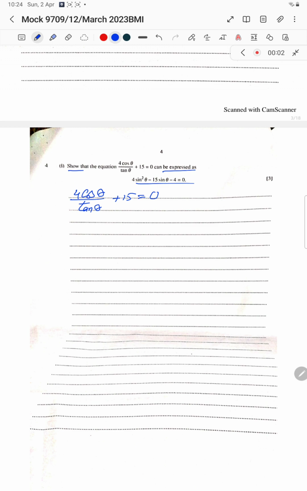So first try to remove the denominator. For this case, if you multiply each and every term by tan theta, this will be cancelled out, and we get 4 cos theta plus 15 tan theta equal to 0, as any number times 0 is 0. Now we know the trigonometric identity, tan theta is the ratio of sine theta over cos theta.